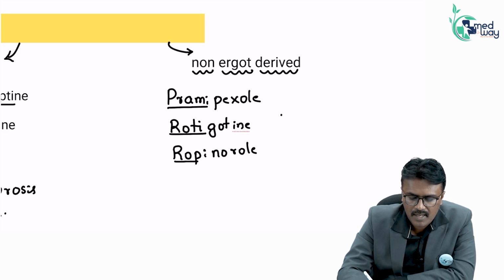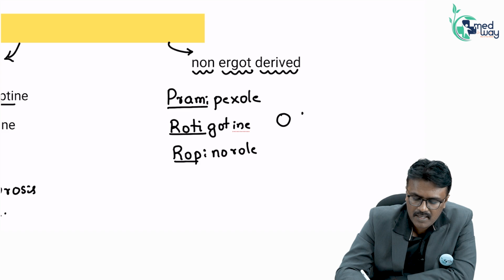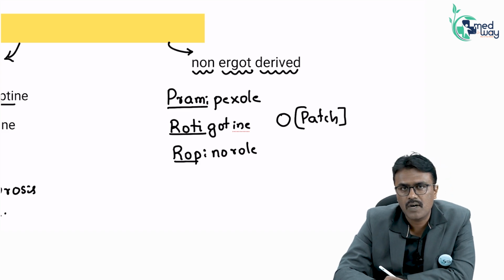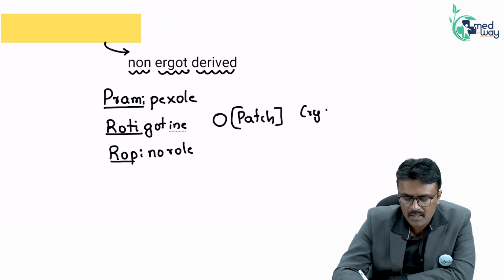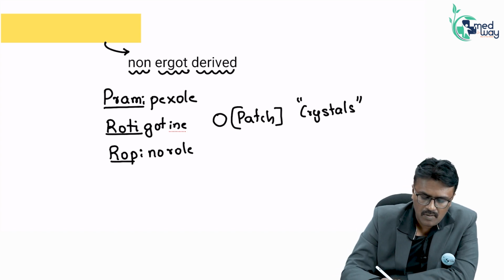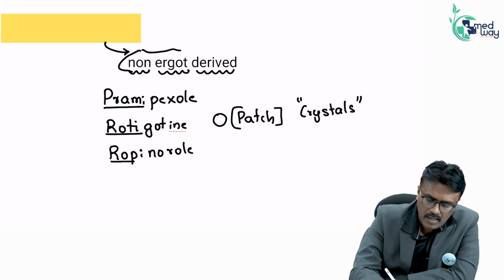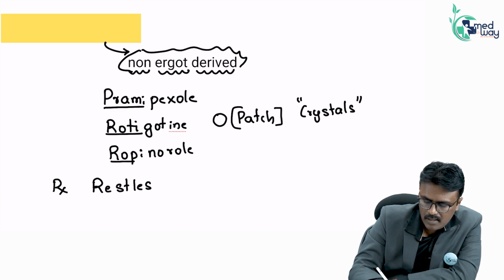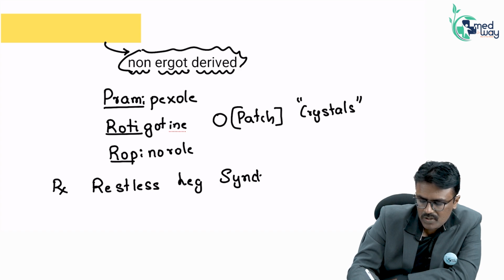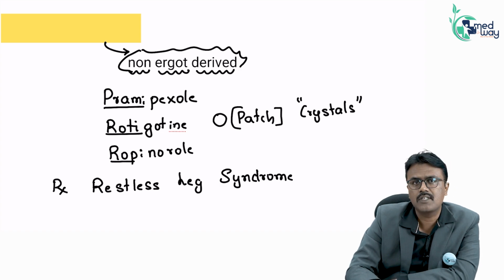Now how is Roti? It is round. So rotigotine is available as a patch. Rotigotine is available as a skin patch or transdermal patch. But the problem with the patch is sometimes the drug forms crystals in these patches. Now, apart from Parkinson disease, these non-ergot derived drugs are also used to manage one more condition. The condition is called restless leg syndrome. So they are used in management of restless leg syndrome.